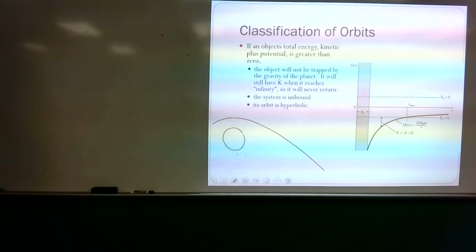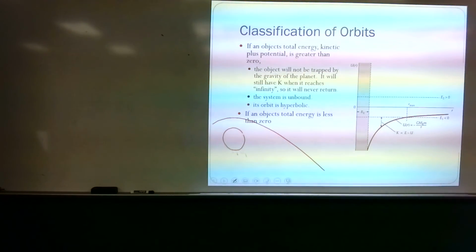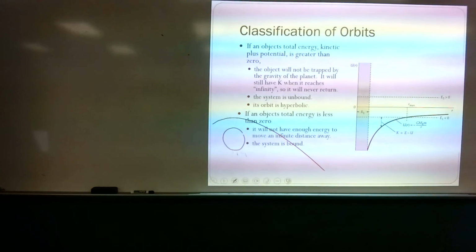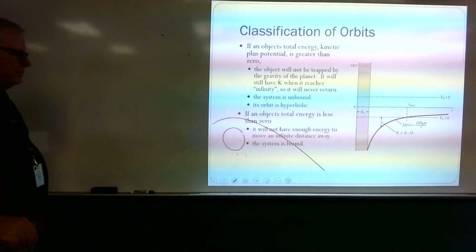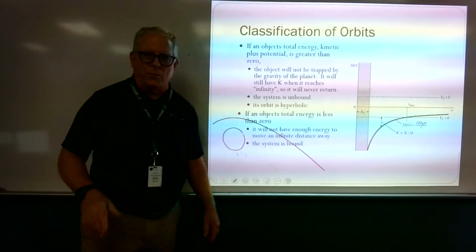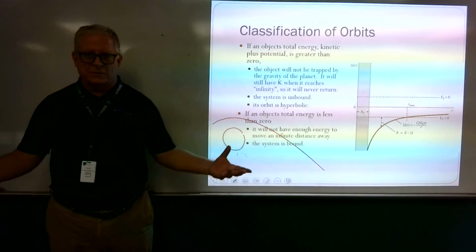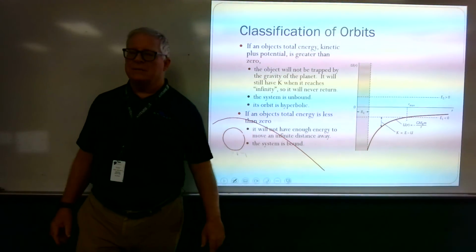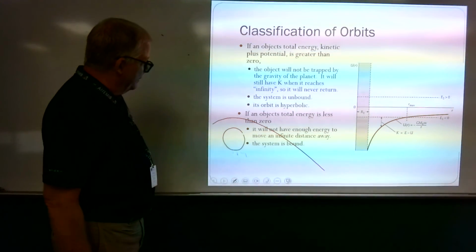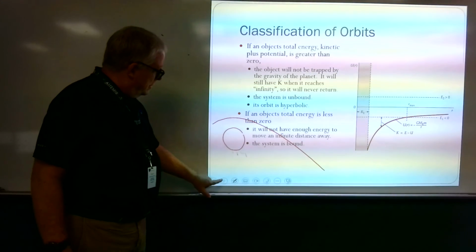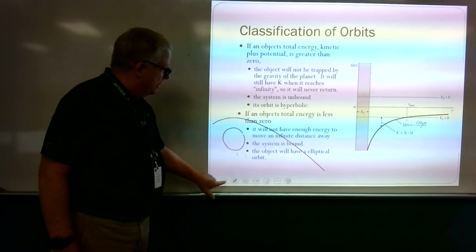If your total energy is less than zero, that's when you're going to have a bound orbit, and it's going to be an ellipse. Assuming that only one object is gravitationally attracting, which is not the real situation. We have other objects, so it's going to make the orbit more complicated than that. But there you go.